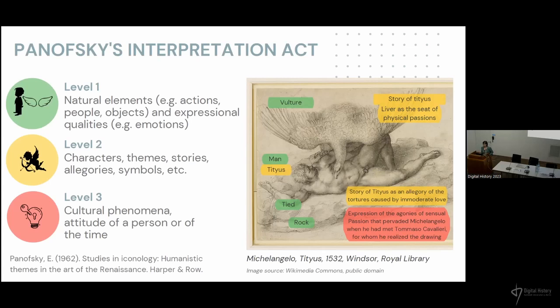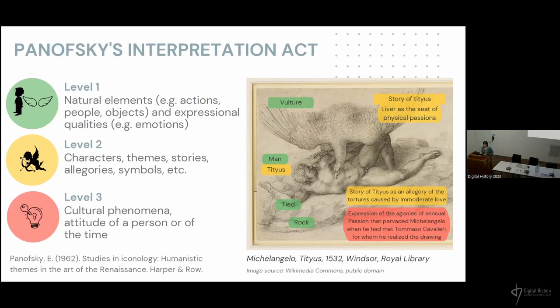And if the viewer has some knowledge about the artistic themes that the artist may have represented in the artwork, they can also go further into the analysis and recognize these elements as characters, themes, stories, allegories, and symbols. In this case, we have the story of Tityus, which has also been allegorically interpreted because at the time, the liver was considered the seat of physical passions. And so the story of Tityus, who is tortured constantly by this vulture, is interpreted as an allegory of the tortures caused by immoderate love.